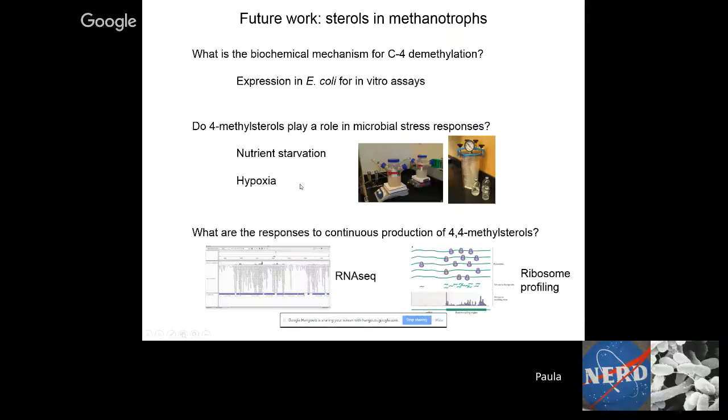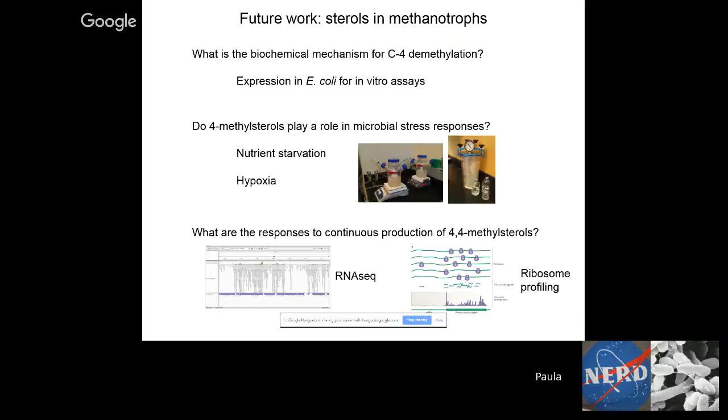The other thing is, now that we have this mutant, we have a strain that typically produces 4-methylsterols now being continually exposed to 4,4-methylsterols. And so we're wondering what kind of global responses that will elicit. If this is truly some kind of response to a stress, how does that change the transcription profile of the organism, and how does that change its protein profile as well? So we're looking into potentially running some of these whole genome analyses to see how this is affecting the overall mechanism in the organism.